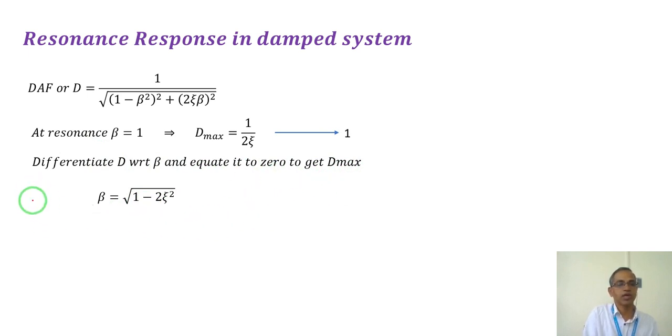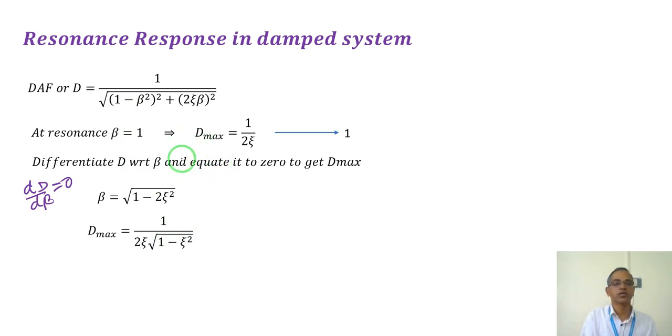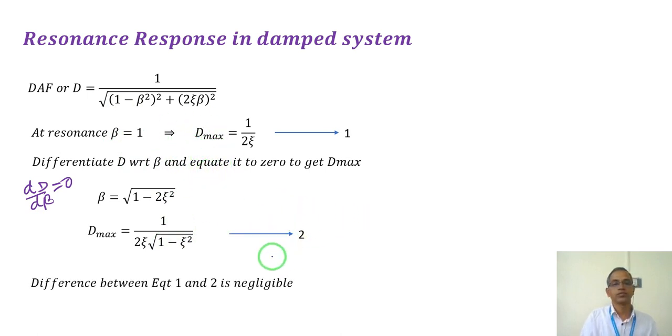That means basically what I am doing here is d by d beta equating to 0, so I get beta as the square root of 1 minus 2 xi square. That is the root. By substituting this beta into d, I get d max. So d max becomes 1 by 2 xi under root of 1 minus xi square. Of course, after so many simplifications, we have to neglect certain terms.